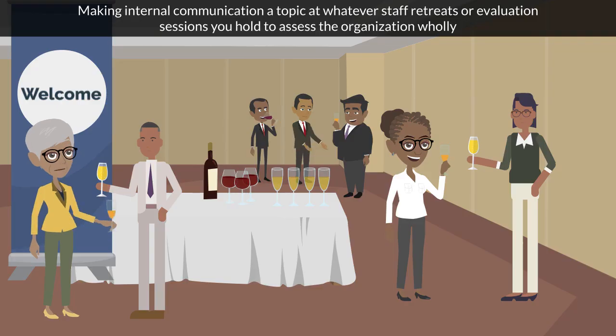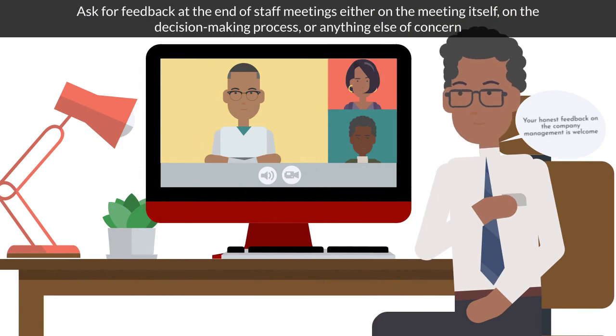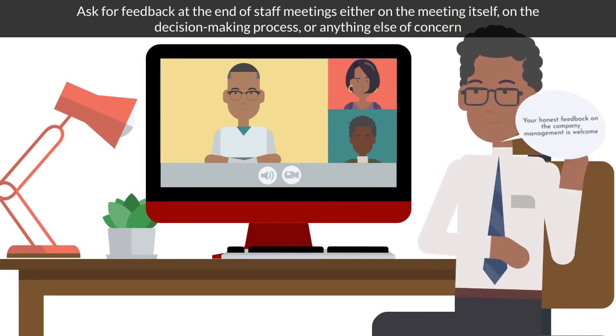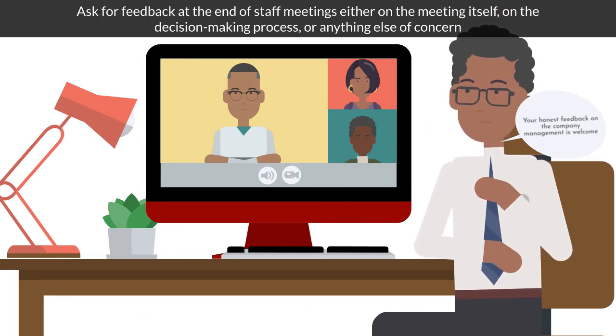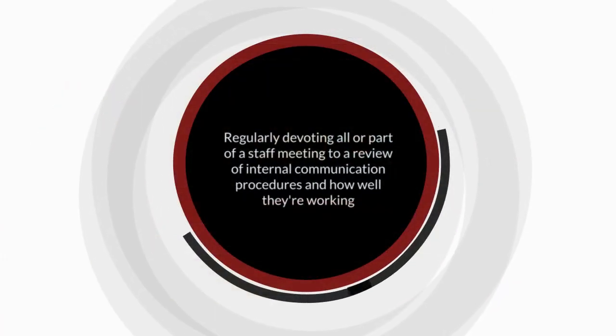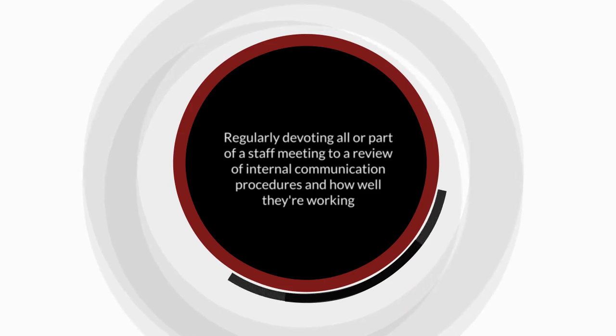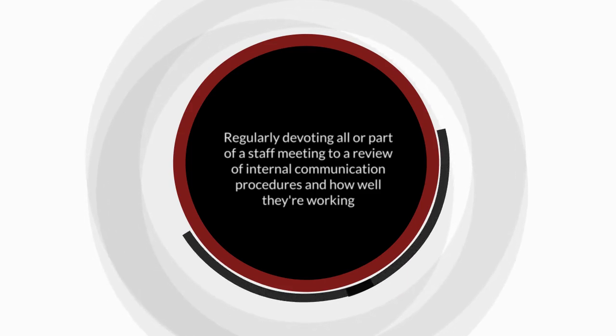Well, you can start by making internal communication a topic at whatever staff retreats or evaluation sessions you hold to assess the entire organization. You can also ask for feedback at the end of staff meetings, either on the meeting itself, on the decision-making process, or anything else of concern. Regularly devoting all or part of a staff meeting to a review of internal communication procedures and how well they're working is also just as important.